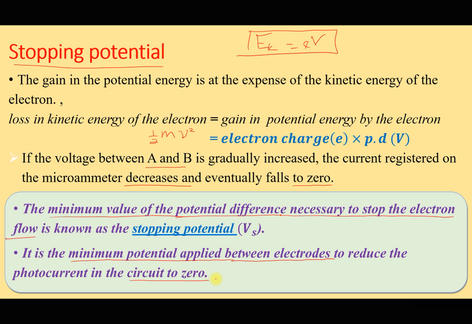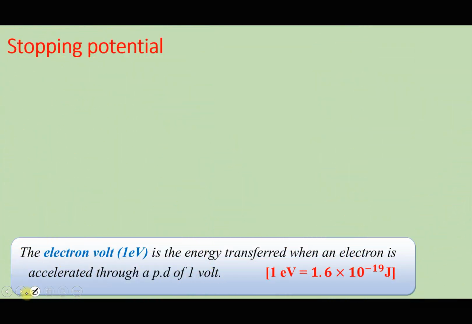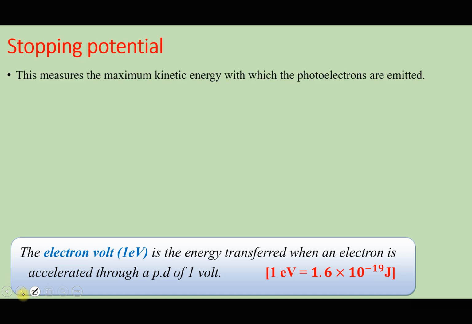So when the stopping potential has been established, it means an electron has lost all its kinetic energy and has gained electric potential energy. Therefore, the loss in kinetic energy, like we have mentioned earlier on, is equal to the gain in electric potential energy. So this measures the maximum kinetic energy with which the photoelectrons are emitted.